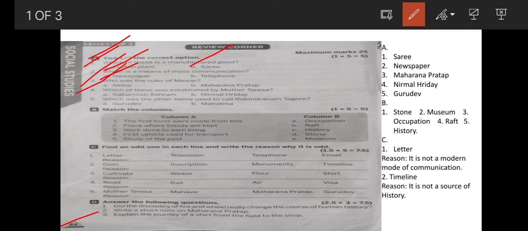3. Who was the ruler of Mewar? That is option B, Maharana Pratap. Maharana Pratap was the ruler, was the king of Mewar. He was a Hindu Rajput king.